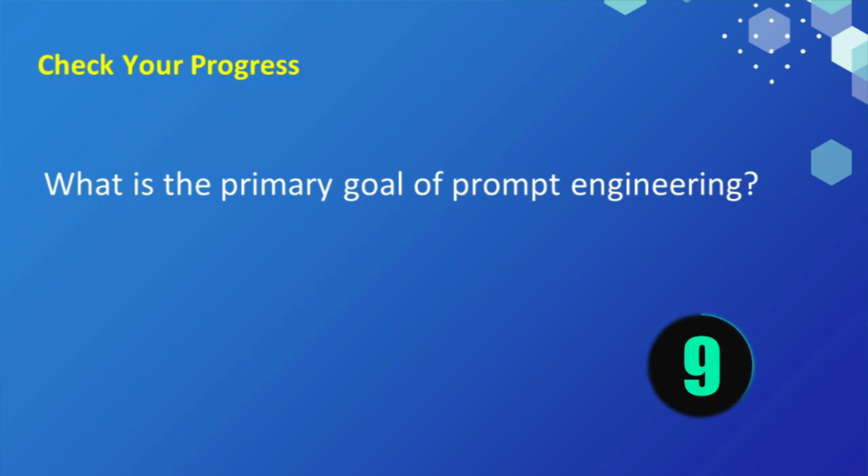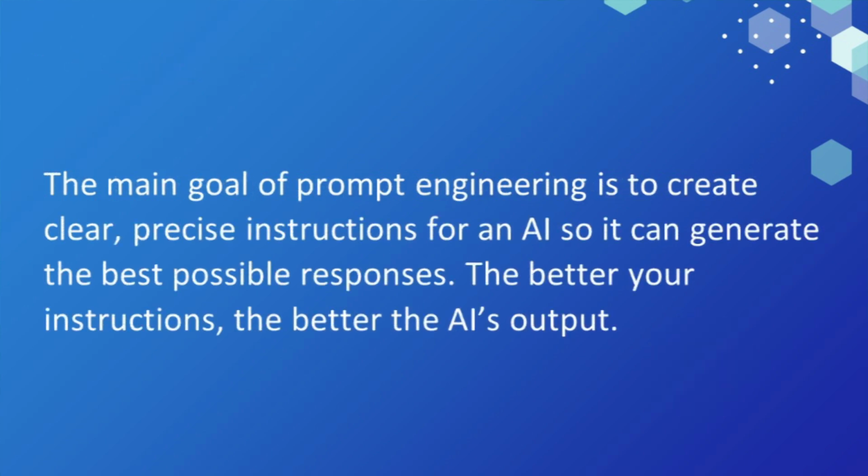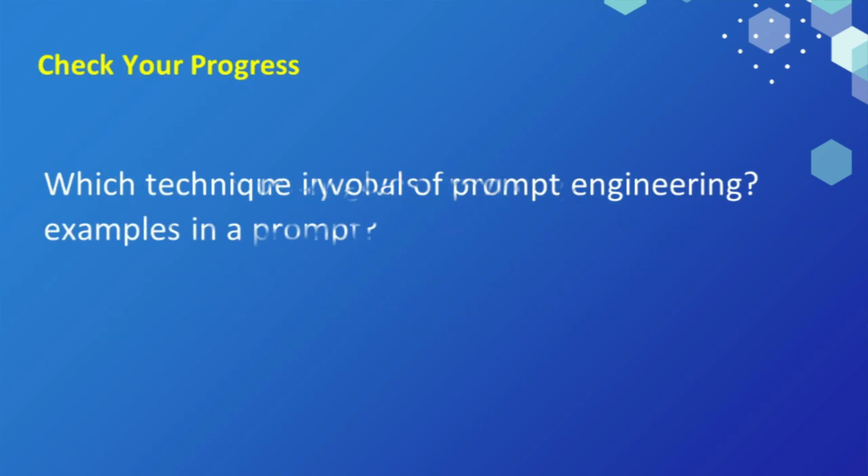Upon reflection, the correct answer is: the main goal of prompt engineering is to create clear, precise instructions for an AI so it can generate the best possible response. The better your instructions, the better the AI's output. Let's move on to the next question.